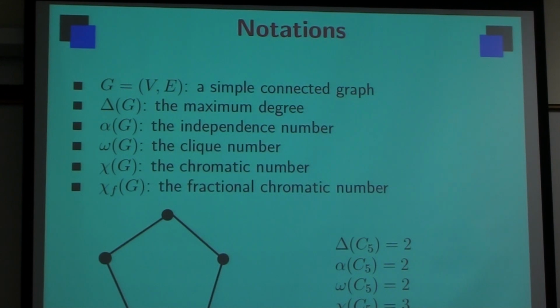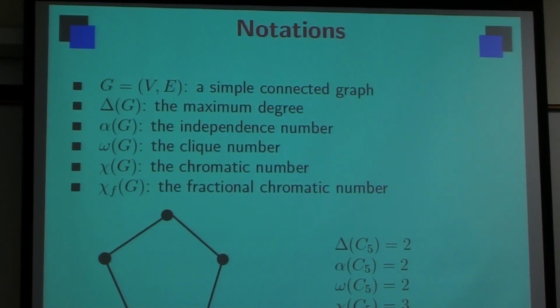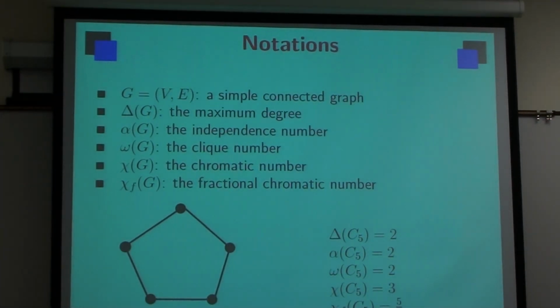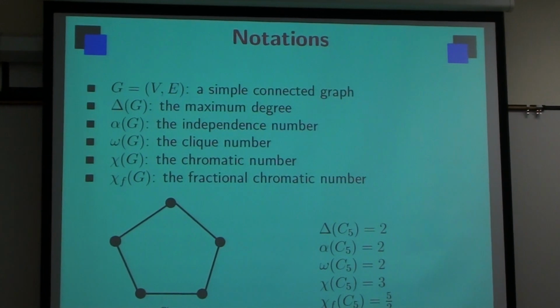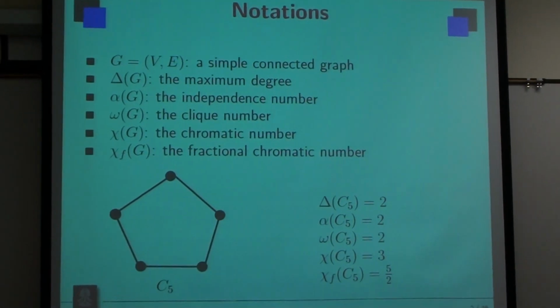So now here is the graph C5, the 5-cycle, and the maximum degree is 2, because each vertex has 2 edges. Alpha of C5 is 2, because you can take a pair of non-adjacent vertices, and you cannot add a third one without getting an edge. There are no triangles, but you have edges, so the clique number is also 2.